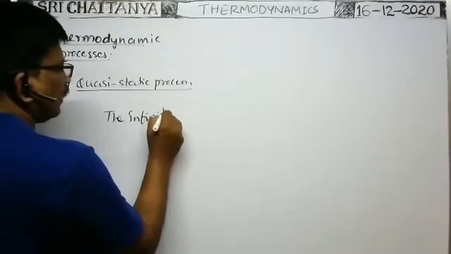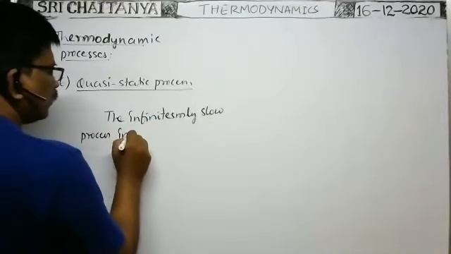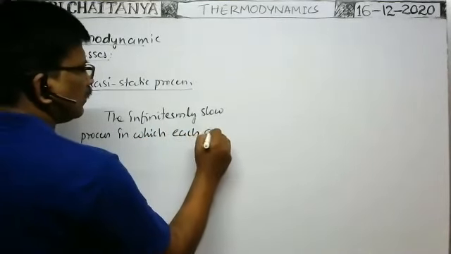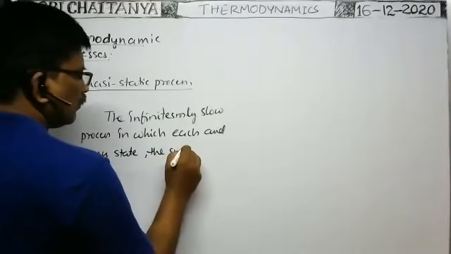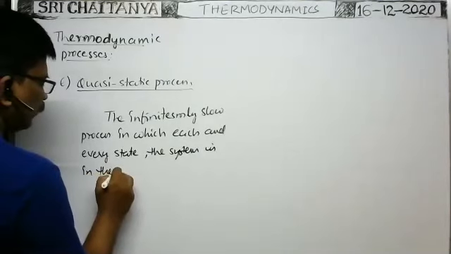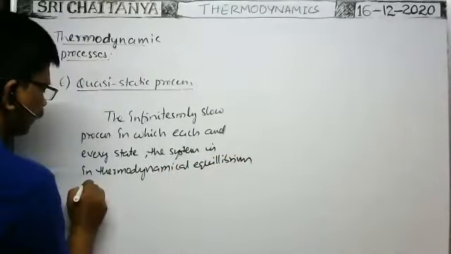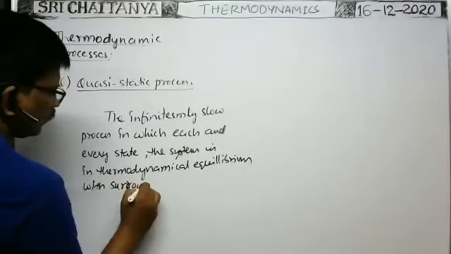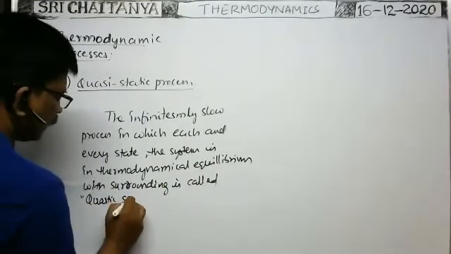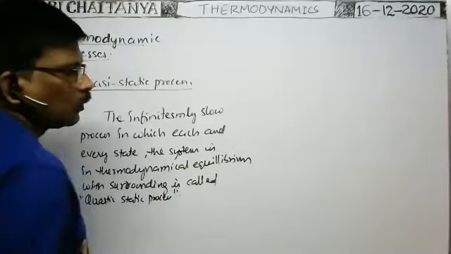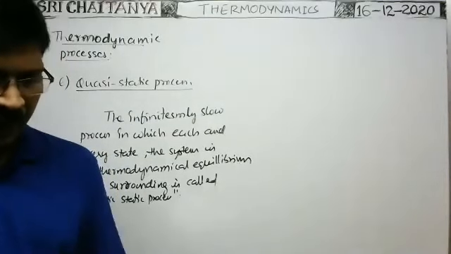The infinitesimally slow process in which, at each and every state, the system is in thermodynamical equilibrium with the surroundings is called a quasi-static process. So it is an ideal process only.